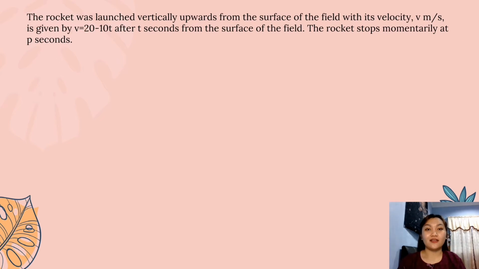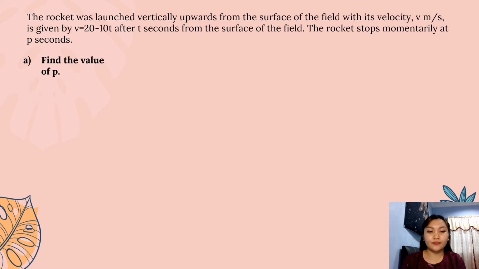Now let us answer question A, which is asking for the value of p. If you notice, my students, this is actually from the question. I've shortened it. I just took the sentences that give me information. So let us read together. The rocket was launched vertically upwards from the surface of the field. So what do you understand from this statement?